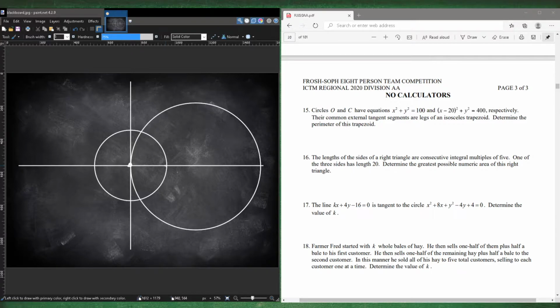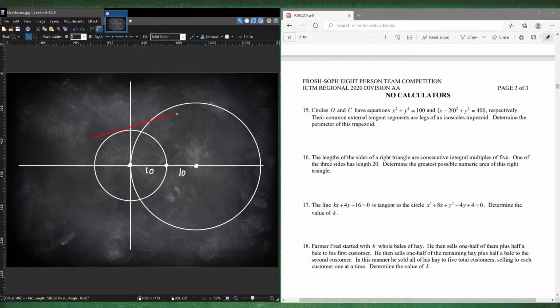Okay, now let's label some of our lengths. We know this is radius 10, so from here to here is 10. Then make a center of the bigger circle right here. We know it's radius 20, so 20 minus this 10 makes this length 10. Now let's make our trapezoid. So we need to make our common external tangents.